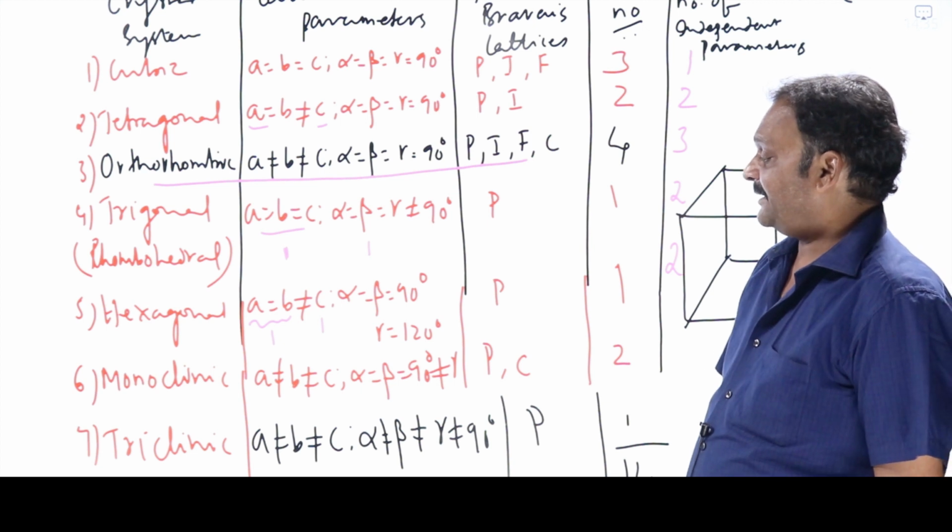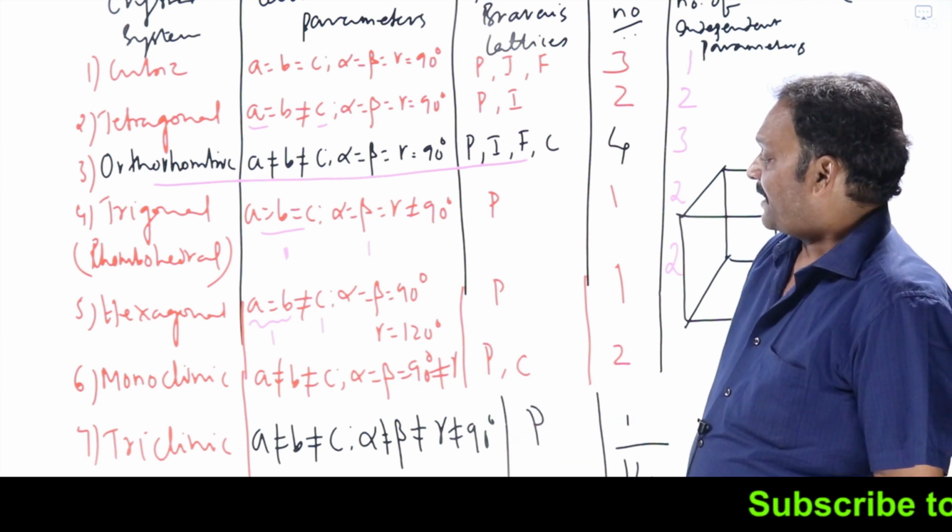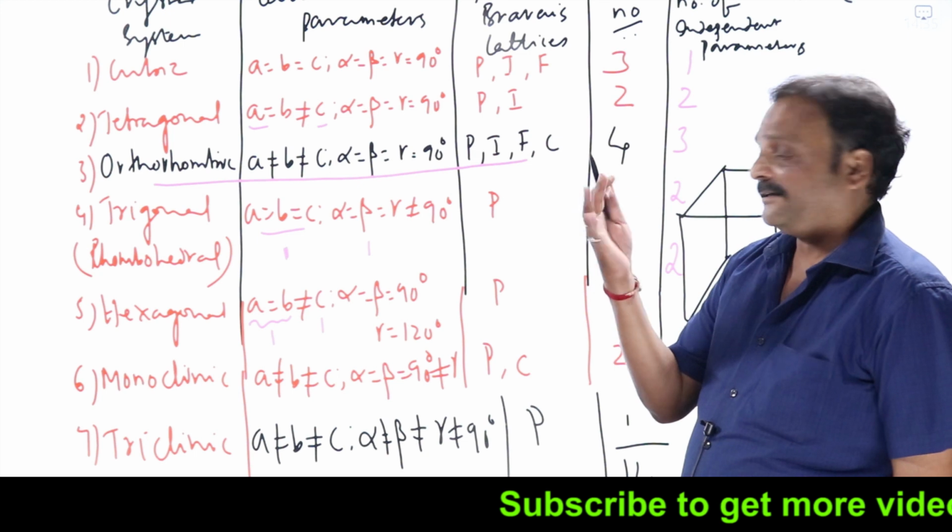Okay, monoclinic, again you guess. Monoclinic, alpha and beta are 90, you and I cannot change it.